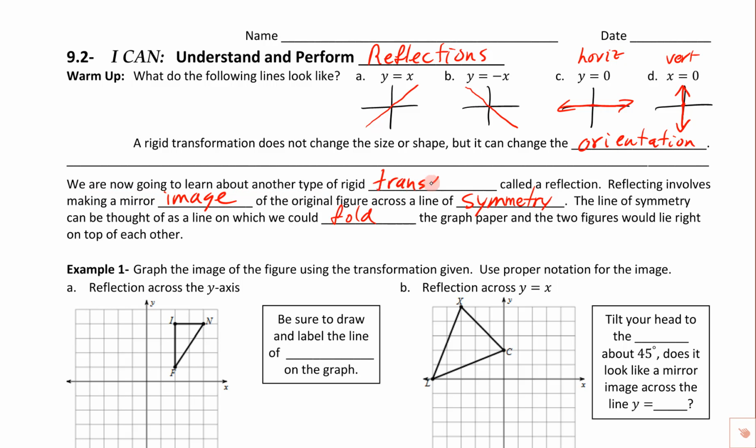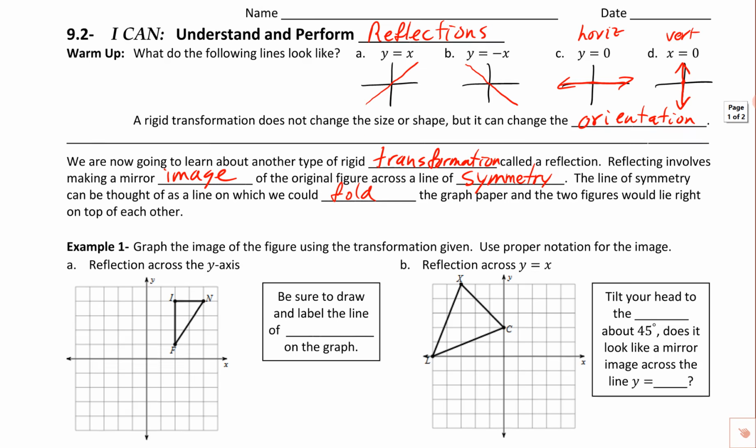So write the word transformation called a reflection. Now here's what a reflection does. It involves making a mirror image, gosh, maybe that's why they called the new ones the image, of the original figure across a line of symmetry. So here's how you spell symmetry, S-Y-M-M-E-T-R-Y, symmetry. So the line of symmetry, and we're going to draw this on most of our figures today, can be thought of as a line along which we could fold the graph paper. So we could fold the graph paper along that line of symmetry, and the two figures would lie right on top of each other. And I'm going to show you an example of that right now.